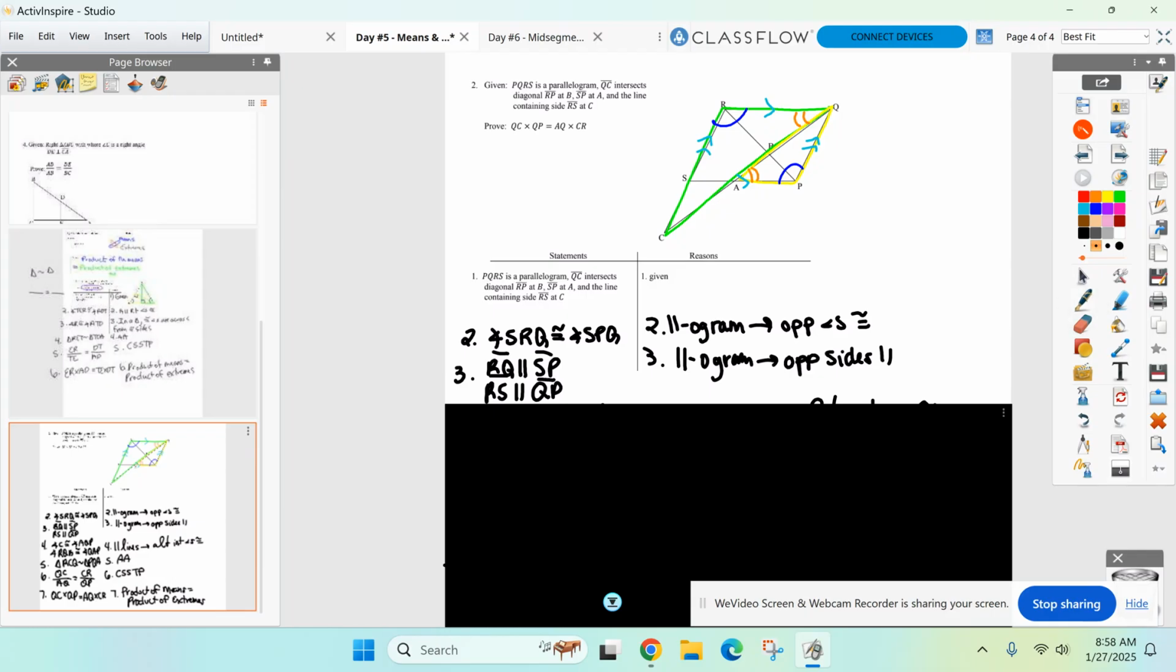Or the other pair, take a peek. What do I want to use here? I'll go red. The other one was angle C with angle CQP, the one up here. Those were alternate interior.